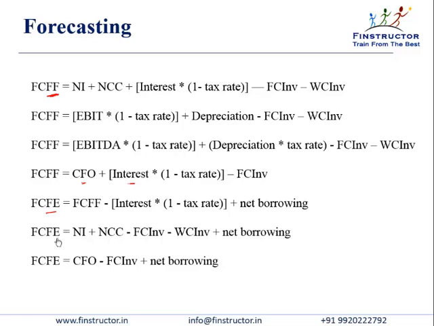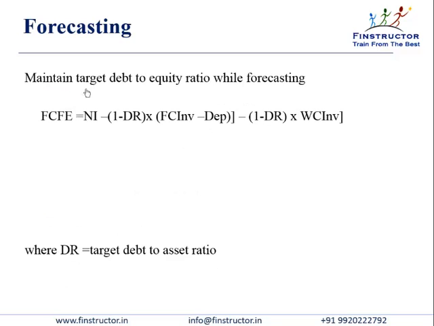So from the free cash flow to firm, we will again subtract the interest and add the net borrowing, if any, to calculate the free cash flow to equity. Now, a lot of times, firms want to maintain the target debt equity ratio while expanding. And hence, while forecasting, you must also ensure that if the company is doing capital expenditures, then the funding will be such that the debt equity ratio has to be maintained.